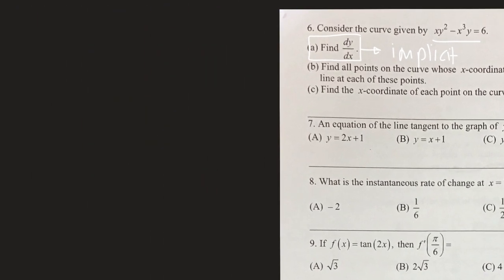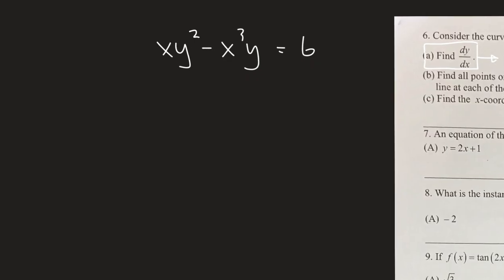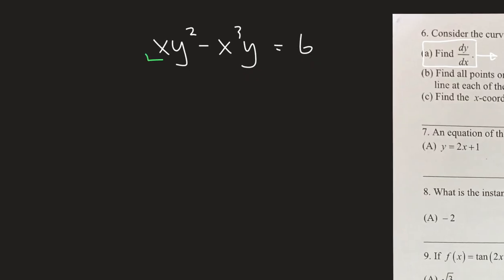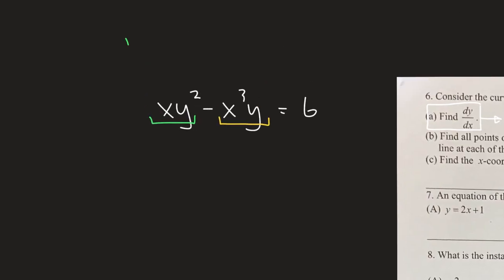And this is going to take a little bit of space, so make sure you have some space here. We have xy to the second power minus x cubed y equals 6. Okay, so first of all, we have two things that are going to be product rule. These are multiplying two functions together, an x function and a y function. So we're going to use the product rule to do both of these. So that product rule is the derivative of the first times the second plus the first times the derivative of the second, right? Where x is your first term and y is your second term, right? The g and the f.